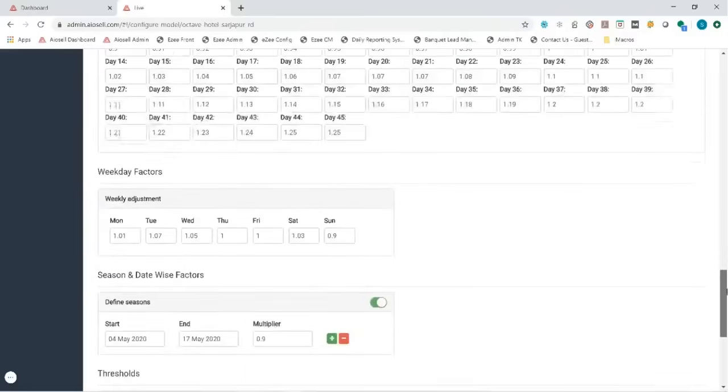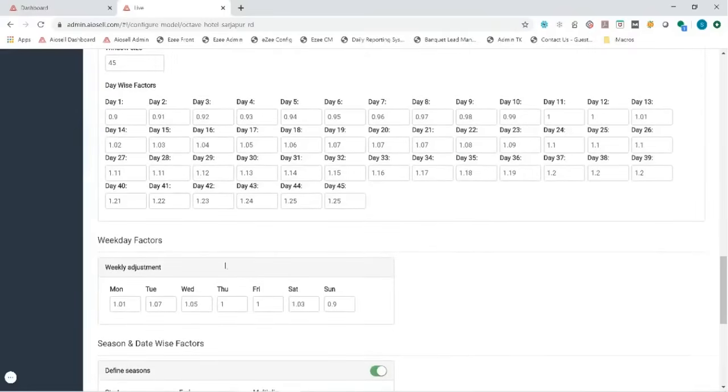The next factor we have is a weekday-based factor. So every day of the week can have a different demand. So here you'll see, because this is a business hotel, the Tuesdays and Wednesdays have a much higher demand. So we set up the price for Tuesday for 7% and on Wednesday for 5%. But for a Sunday, we scale it down by 10% because of lower occupancy. So each day of the week, the pricing can be scaled either up or down.